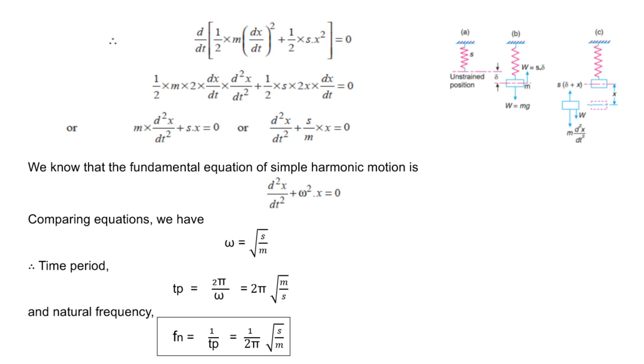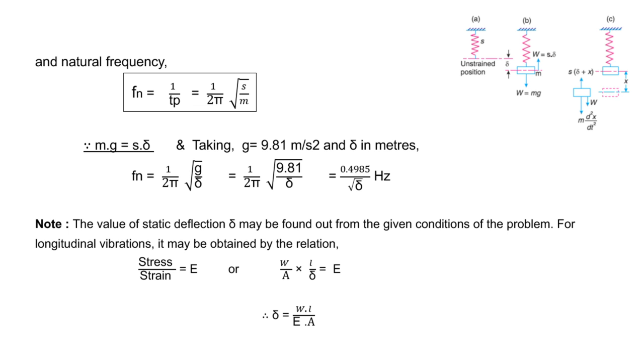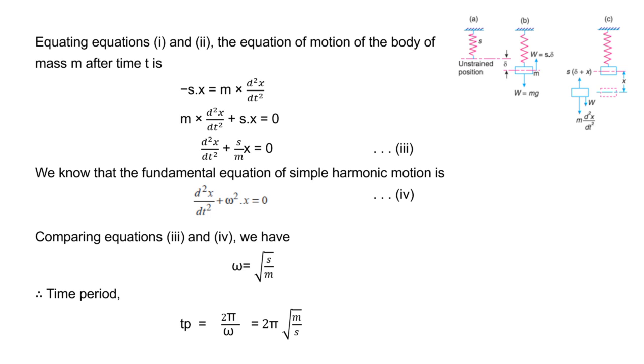Now compare this equation of motion with the standard equation of SHM, simple harmonic motion. What is the standard equation of SHM? d2x by dt square plus omega square into x is equal to 0. Therefore, by comparing this equation with d2x by dt square plus s by m into x, we get omega is equal to square root of s by m. The same omega we got for the equilibrium method also. See, omega is equal to square root of s by m.